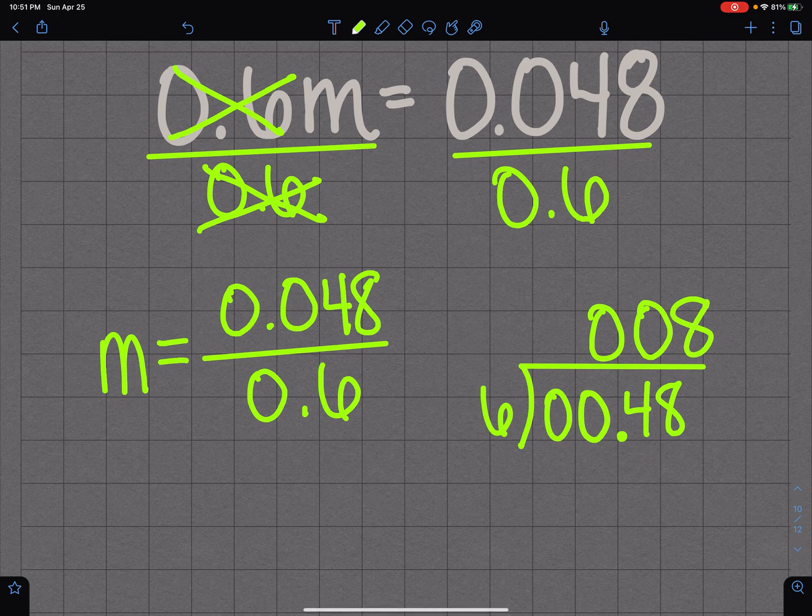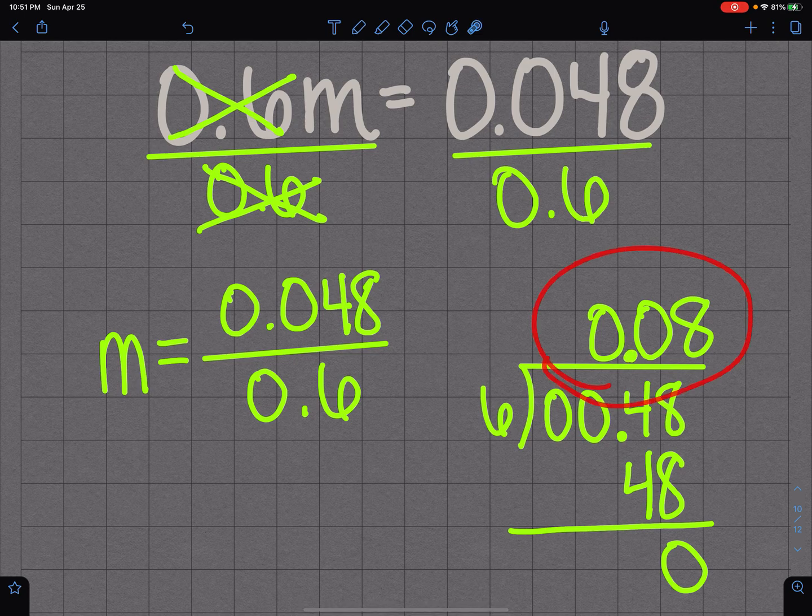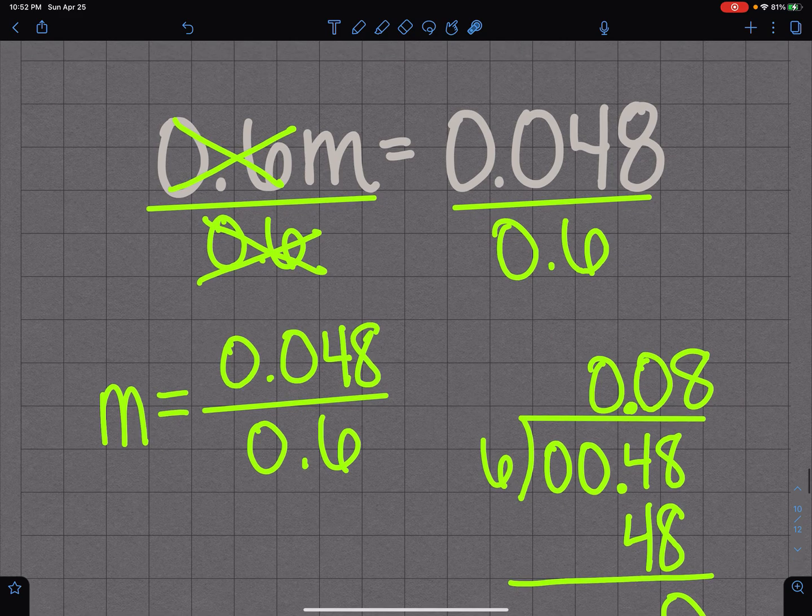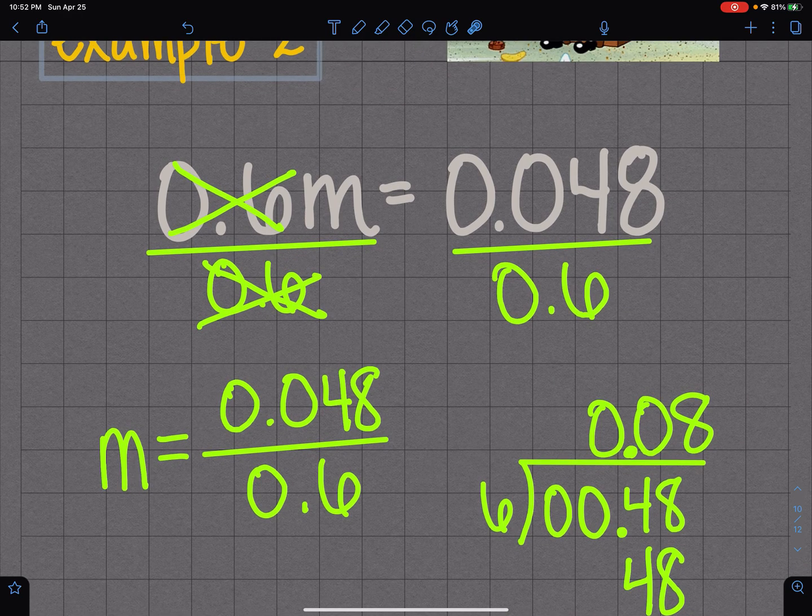So then I do that multiplication. So we're going to multiply 8 times 6 and write the answer here. And I get 48, remainder 0. And then remember, when you multiply, the decimal goes straight up, and it ends up right here in our answer. So the answer is 0.08.